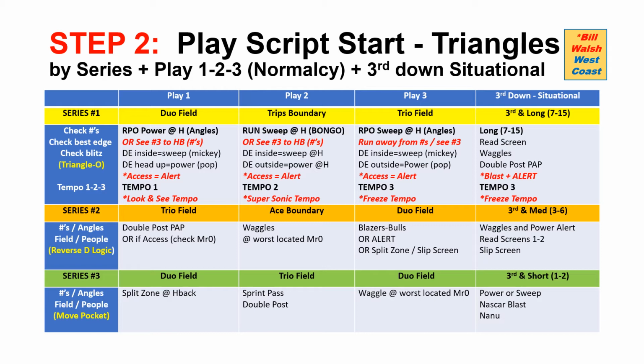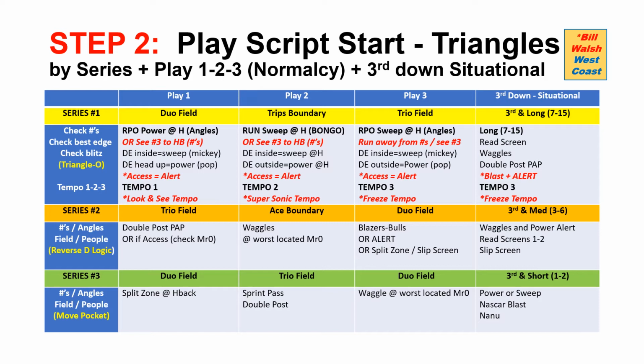We're going to look to run power, or we're going to go ahead and check angles using that triangle thinking, 3 plays in 1. If the defensive end is head up, then we'll go ahead and run that stay with power. If the defensive end is inside our H-back, now we'll go ahead and go to sweep. And then last, third, if we have access, we can make an alert and turn this into pass run option versus run pass option. Tempo we like to use here first is a look and see tempo.